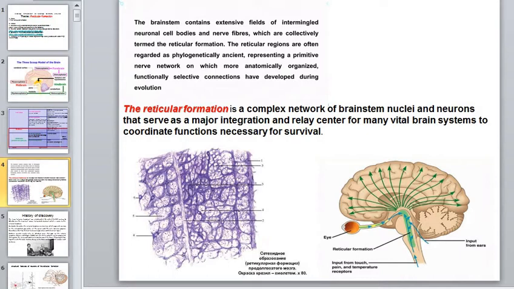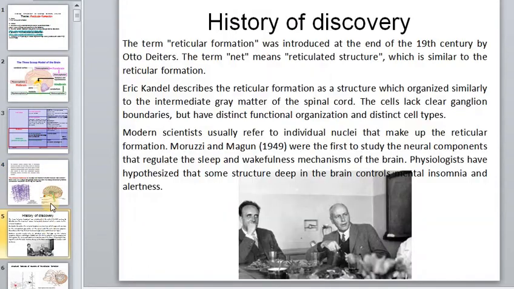Their influence extends even to the cortex. The history: the term reticular formation was introduced at the end of the 19th century by anatomists. Do you remember the nuclei of Deiters in the brain? The term net means a reticular structure, similar to the reticular formation.